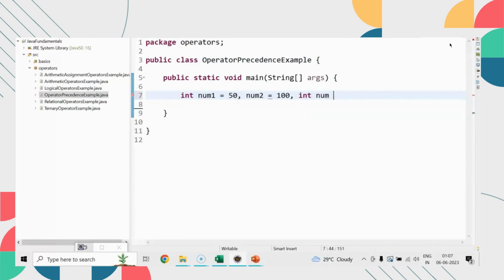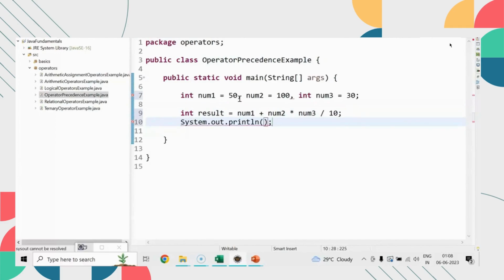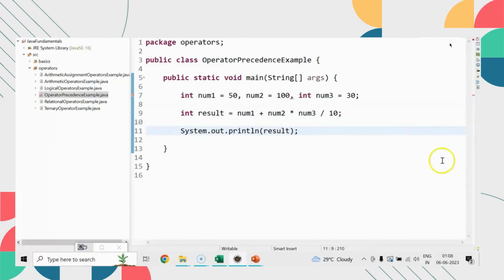I just wanted to demonstrate with the help of one example, so let's get started. Considering I have three variables here: int number a, number b, and number c. Here I say int result equals number c, and here we're going to print the output, whatever we have in the result. The precedence of multiply and divide is greater than that of plus, so they will be evaluated accordingly. Also, multiply and divide are of the same precedence, so they will be associated in left to right order.